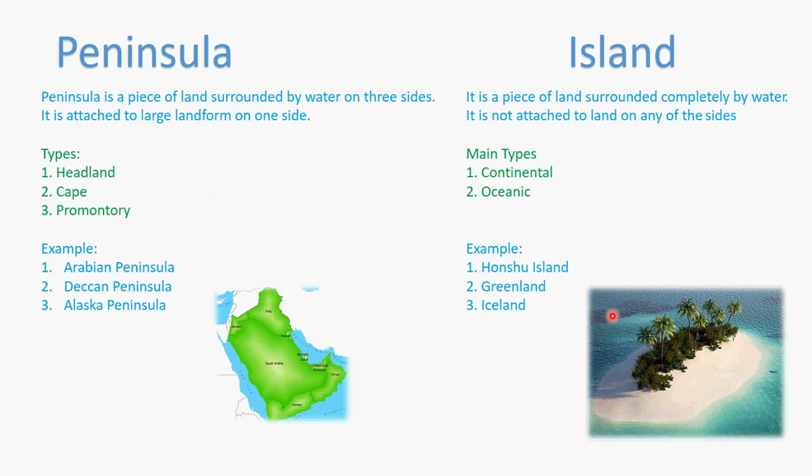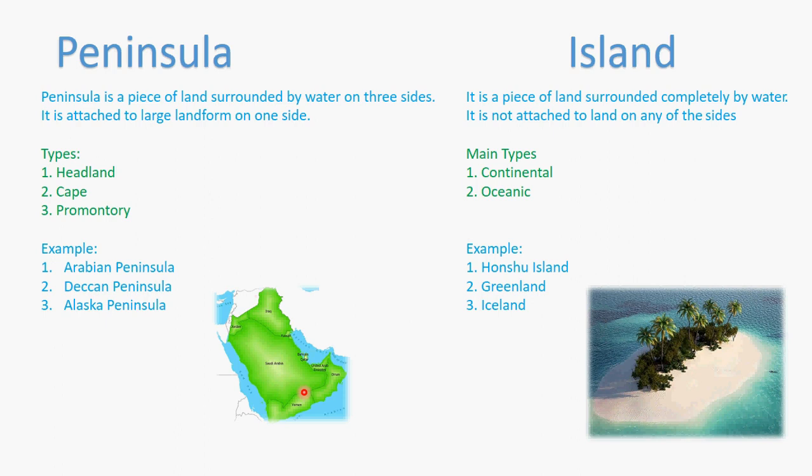So a peninsula is attached to a large landform on one side. So one side is attached to the land and the other three are attached to the water. There are three types of peninsula: headland, cape, and promontory. In an island there are two main types: continental and oceanic.